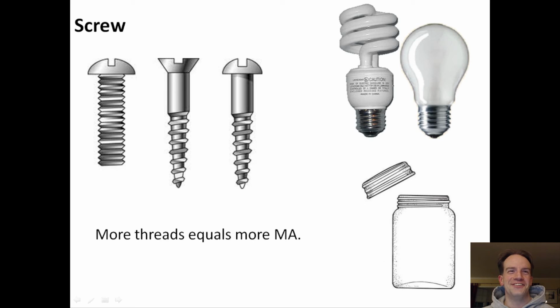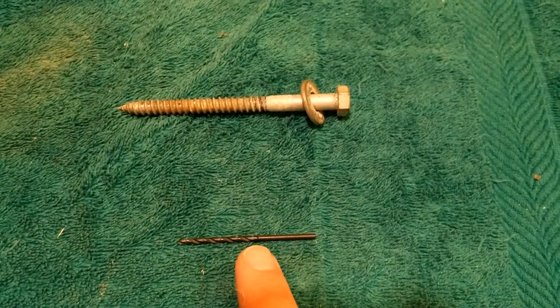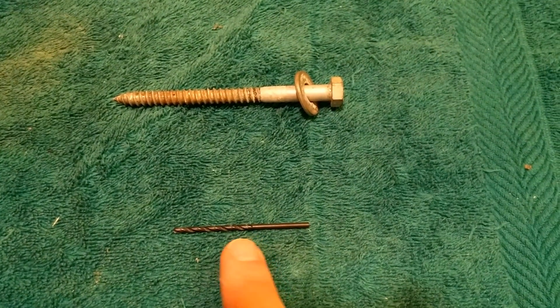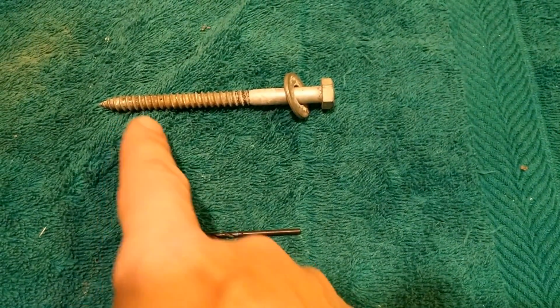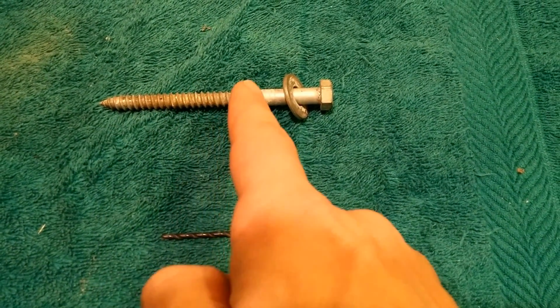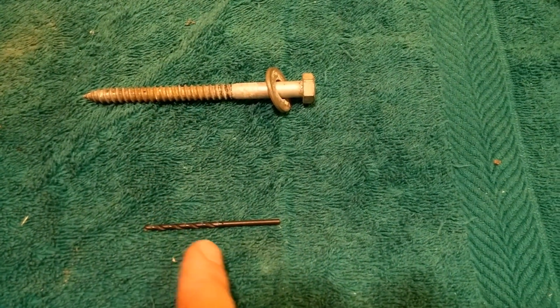There are various kinds of screws in the world, and those are all simple machines. And the more threads there are, the greater the mechanical advantage. Screws and drill bits are examples of the simple machine of a screw. You can see the lines showing the threads. And the closer the threads are together, the greater the mechanical advantage.